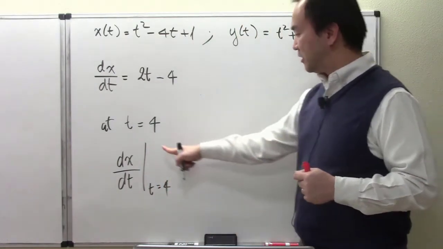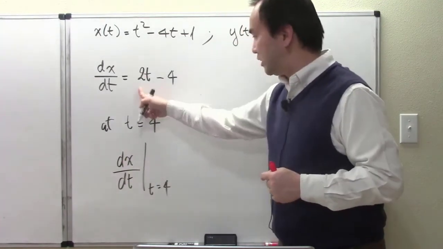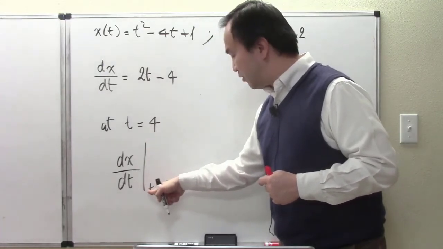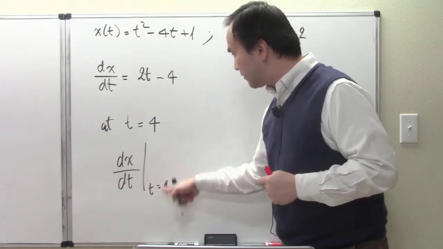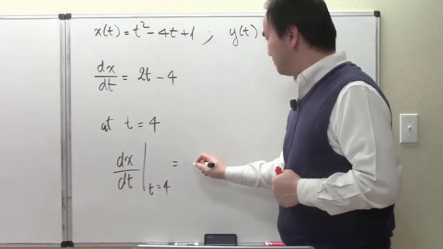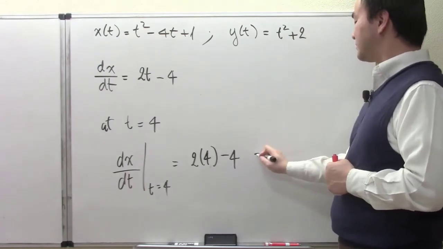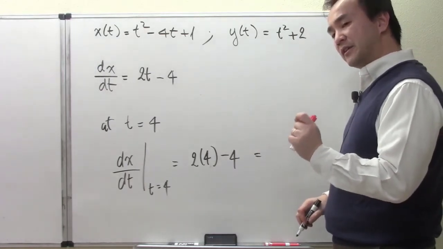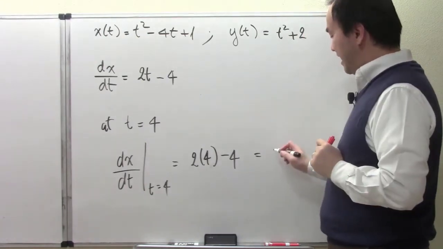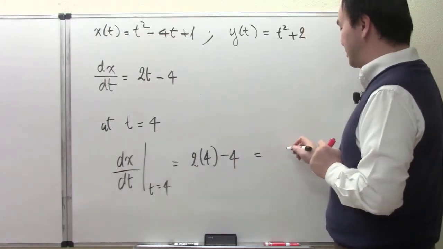I have also introduced this symbol here, which is an evaluation symbol. It means that from our currently found general derivative, we're evaluating at t equals 4 in this formula. That means plug in, for simplicity. So 2 times 4 minus 4. Our instantaneous velocity right at the instant when time hits t equals 4, the horizontal instantaneous velocity, is positive 4.